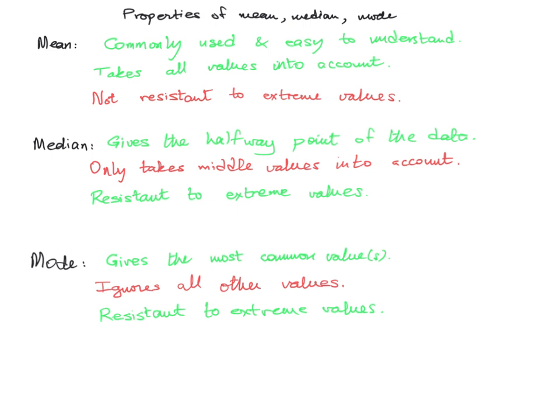So here are some pros and cons, or some things that you need to think about. For the mean, the good thing about the mean is that it's commonly used and it's easy to understand, because it's just an average. People are used to doing averages. That's not a new thing. They do it all the time.